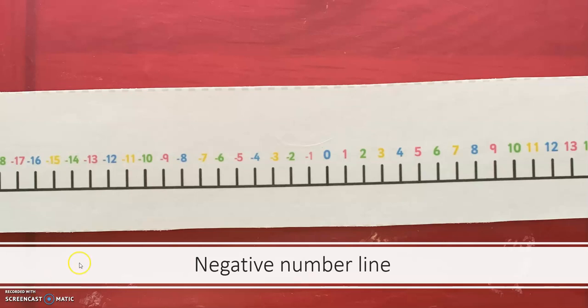This is a negative number line, so moving on from the number lines up to 100, we would then be thinking about numbers that are less than 0, and the negative number line can help us with that. And that is our tour of our FAB box.